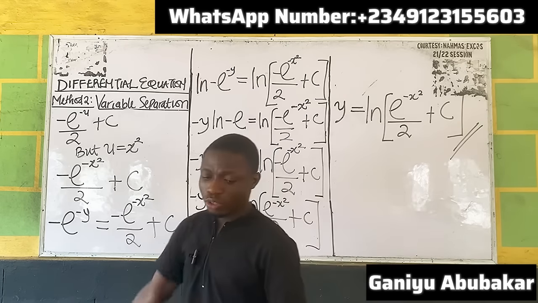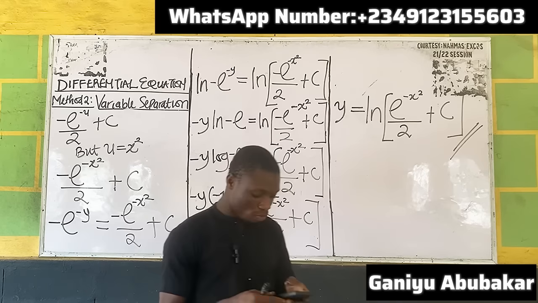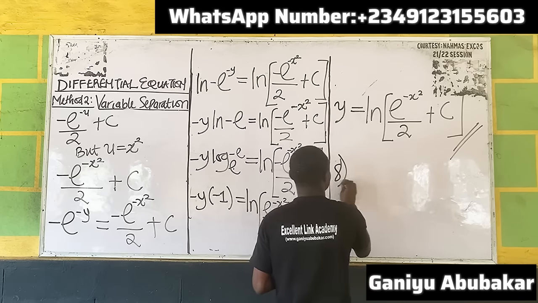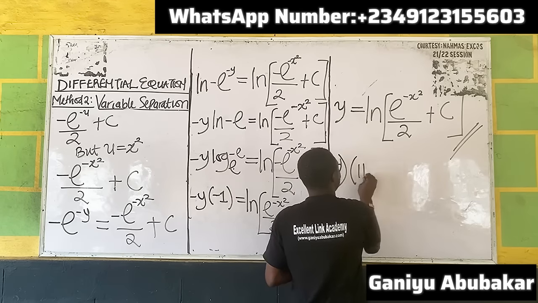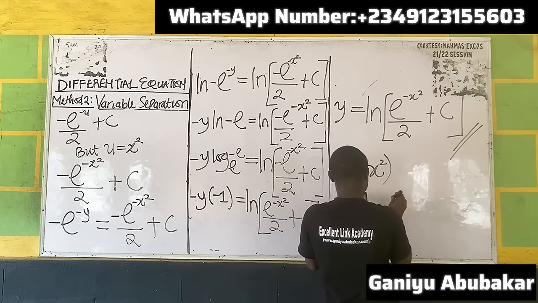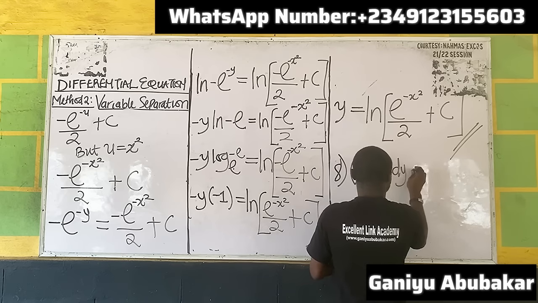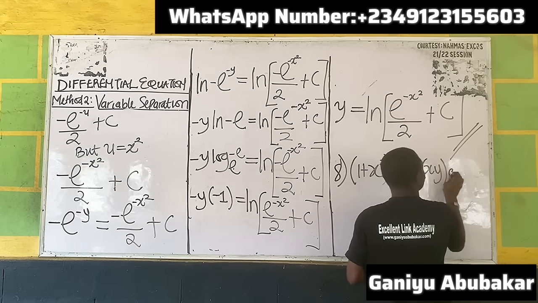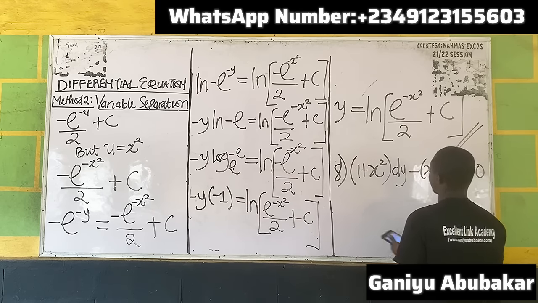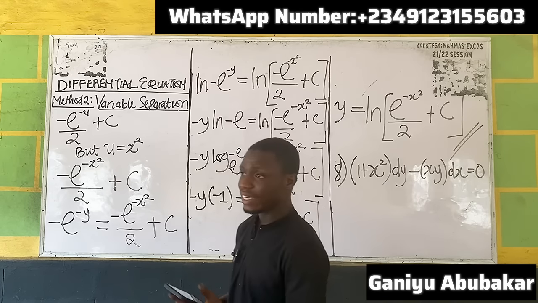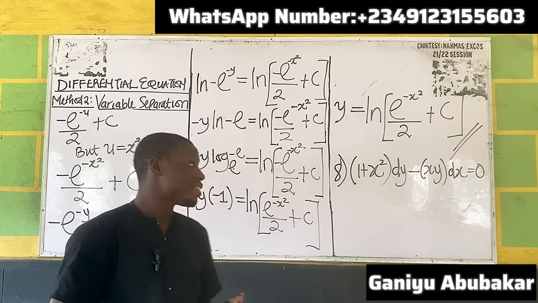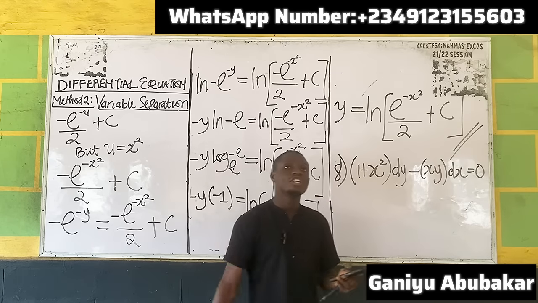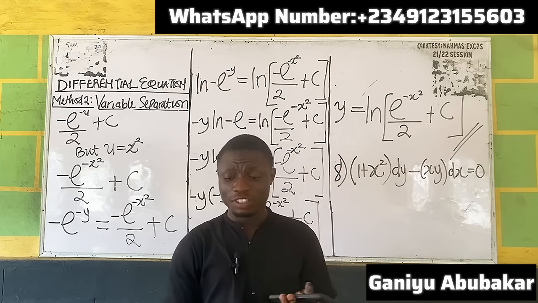So you try this as assignment. You try this number 8 as an assignment, number 8. So I have 1 plus x squared dy minus xy dx equals 0. Take number 8 as assignment and leave your answer in the comment section of this video. So leave your answer to this number 8 in the comment section of this video.